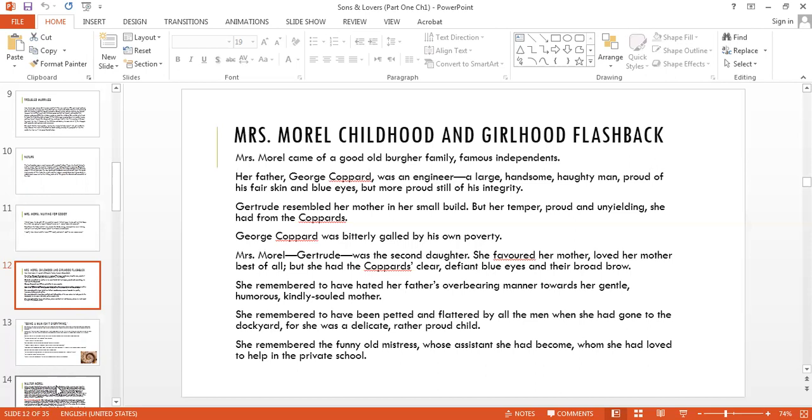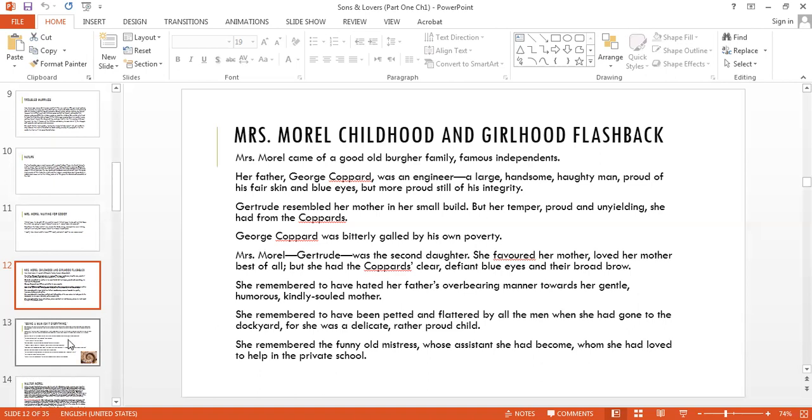But her mother, and here he's saying Gertrude was a second child. But Gertrude favored her mother. She loved her mother best of all, yet she had the personality of her father. She remembered to have hated her father for overbearing manner towards his gentle and humorous, kindly souled mother. Here he is telling us hints that her father was abusive to his mother, just like her husband is abusive of her.